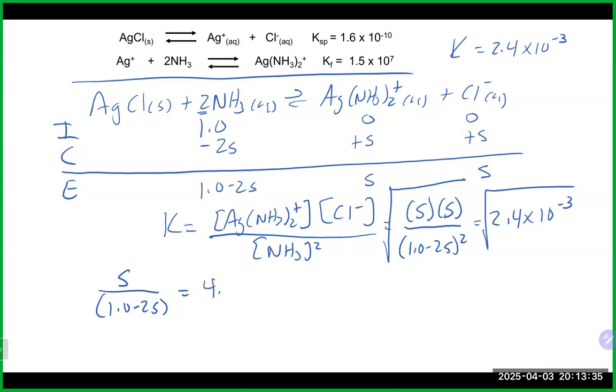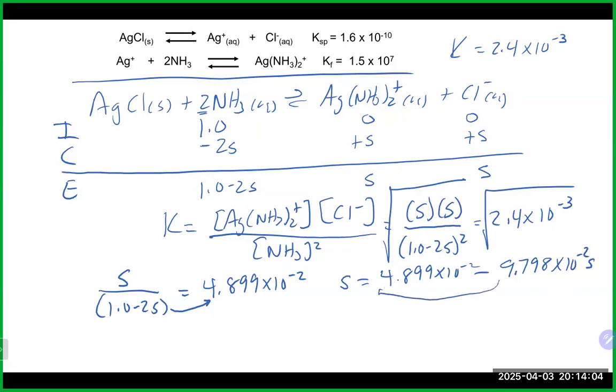That's going to give us 4.899 times 10 to the minus 2. We're going to multiply this to the other side. That's going to give us S is equal to 4.899 times 10 to the minus 2 minus 9.798 times 10 to the minus 2s. We're going to bring this to the other side to combine our s's. So we're going to add 1 to that, by the way. So that is a 1, I think in that case.